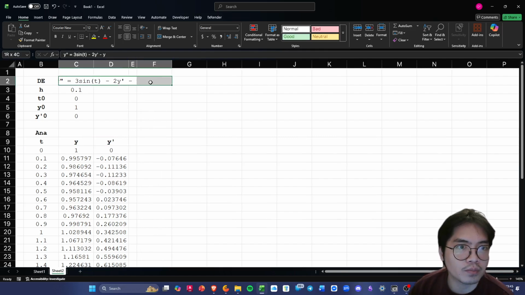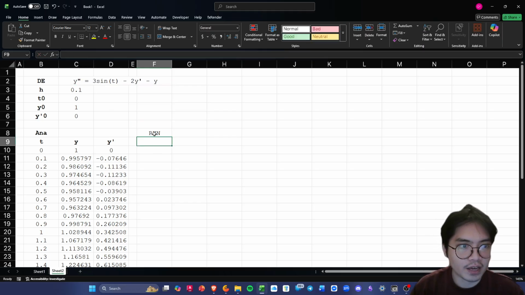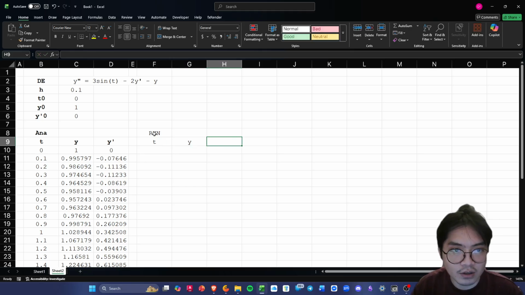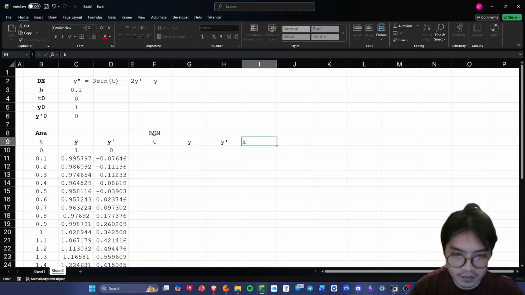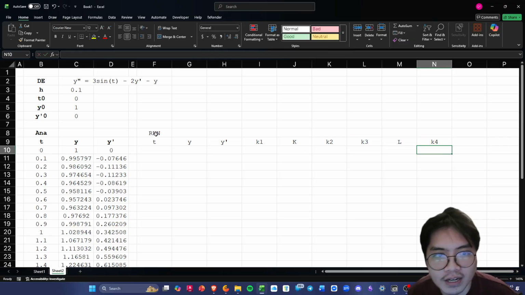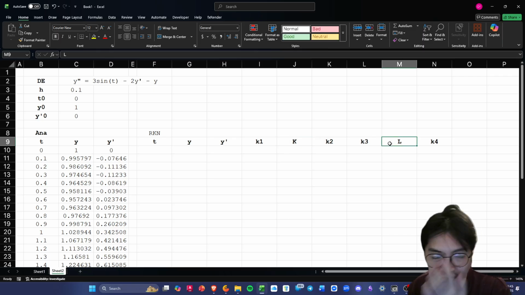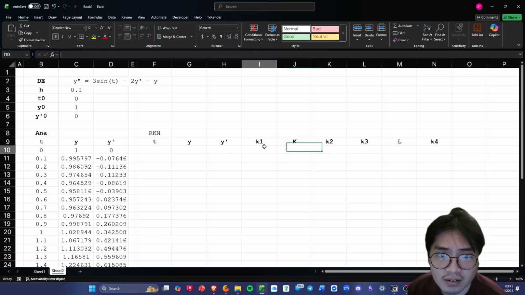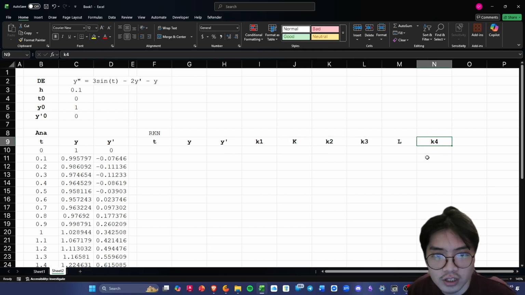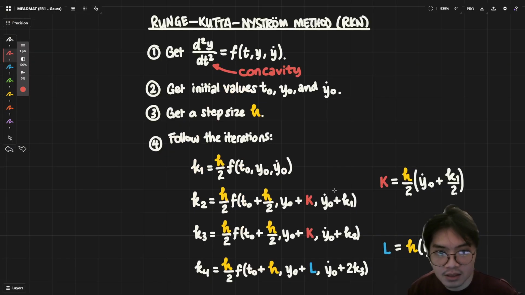Now we will go with RKN. Of course, you're going to have a lot of stuff in here: t, y, y prime, K1, K, K2, K3, L, and K4. You might be wondering, why did I intersperse K and L in between K1 and K2 and then K3 and K4? It's because it's going to reflect the way we're supposed to implement these iterations.